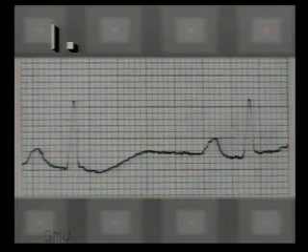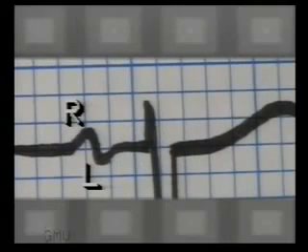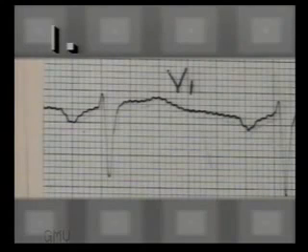Note the P wave in lead 2. It is 3 millimeters wide and 2.5 millimeters tall. So it is biatrial hypertrophy. Now see the P wave in lead V1. The P wave has a broad negative component. In lead V1, P wave is biphasic. The first positive component is right atrial and second negative component is left atrial.